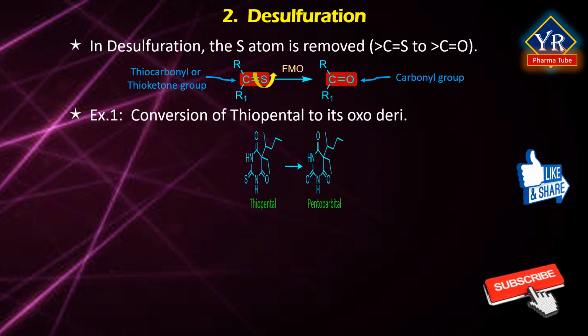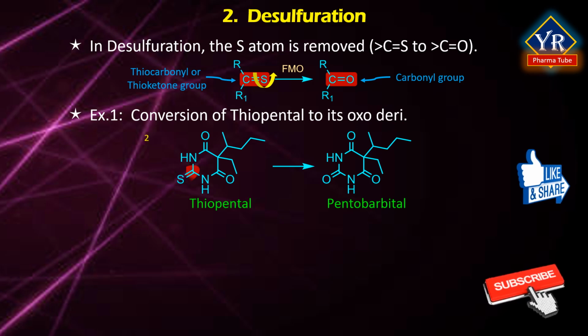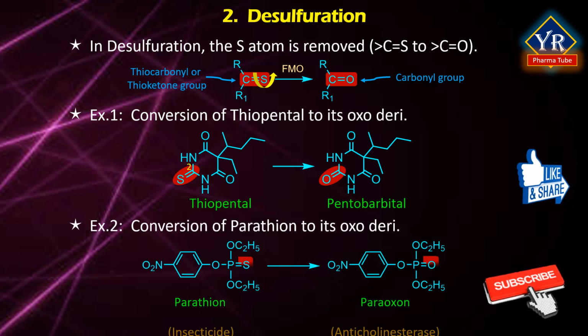For example, the carbon-sulfur double bond present at the C2 of thiopental is converted to its corresponding oxygen analog, that is called pentobarbital, containing a carbon-oxygen double bond. This clearly indicates that the sulfur atom is eliminated from the C2 position of thiopental. Desulfuration reaction also occurs in drugs containing phosphorus and sulfur moieties.